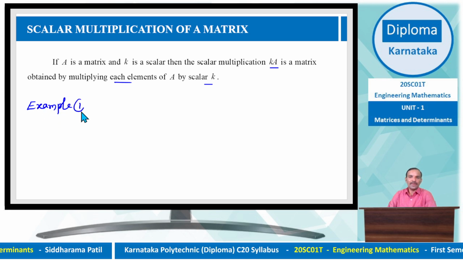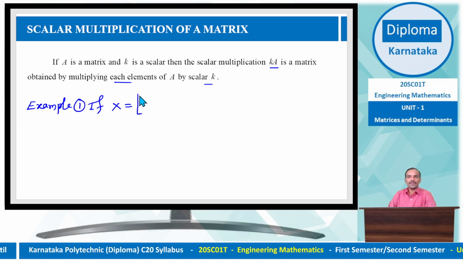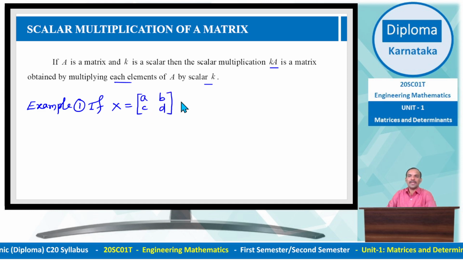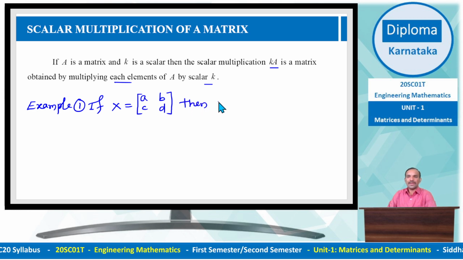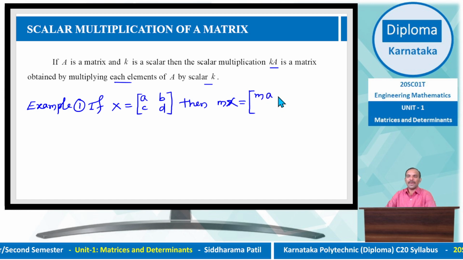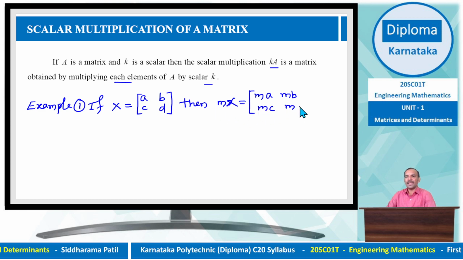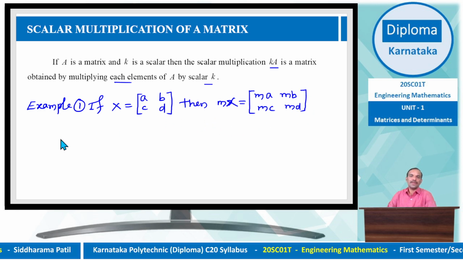Example: if X equals the matrix A B C D, then what is mX? M is a scalar, which means you have to multiply each element by m. What are you going to write? M into A, MA, M into B, MB, M into C, MC, M into D, MD. This is scalar multiplication.